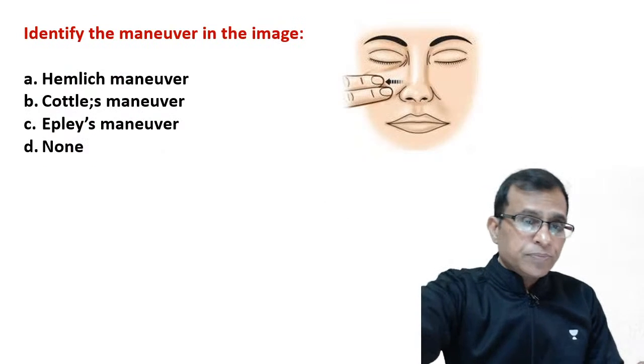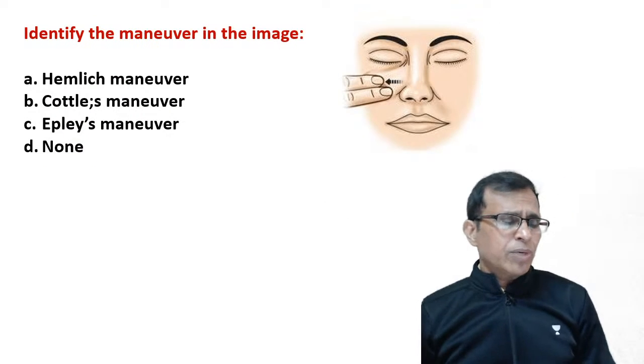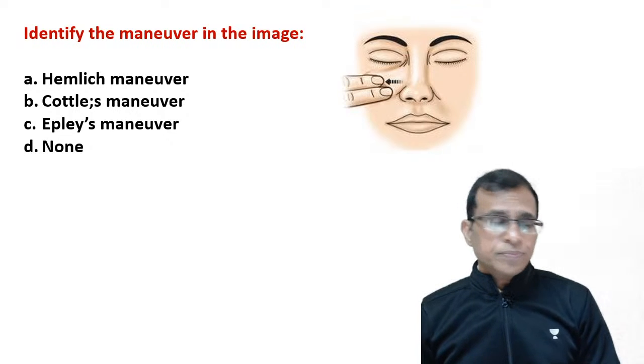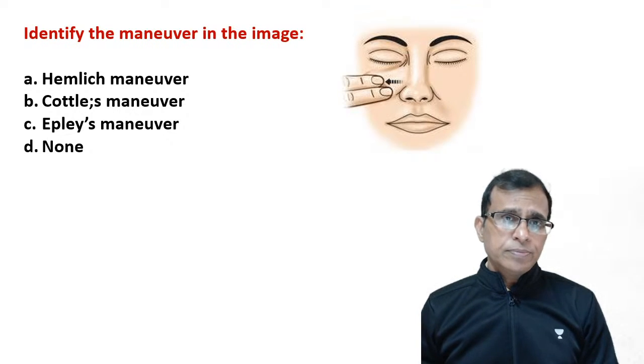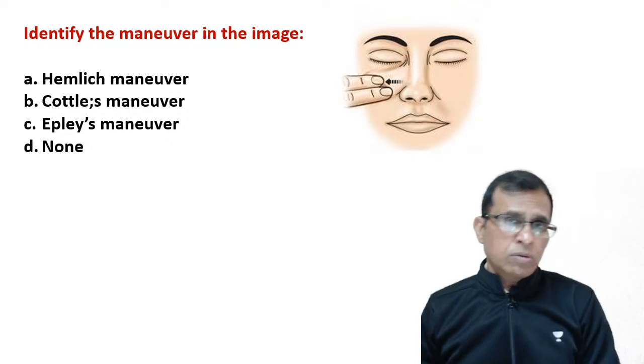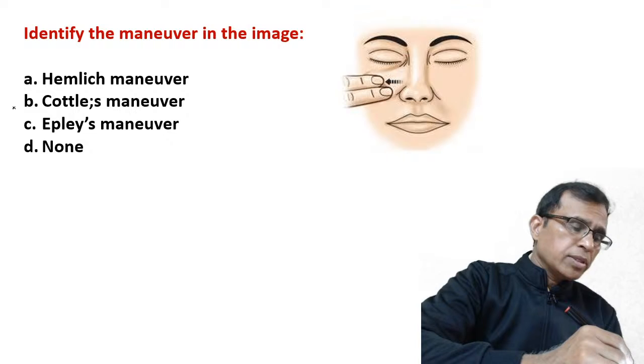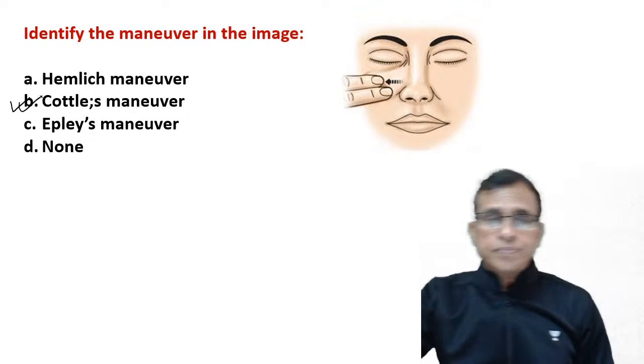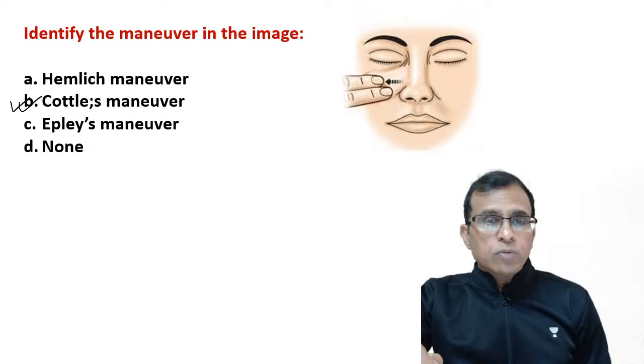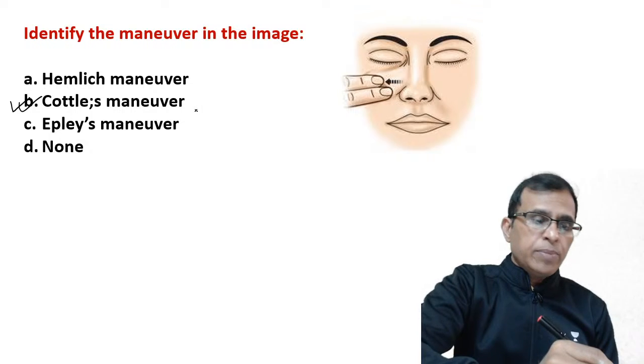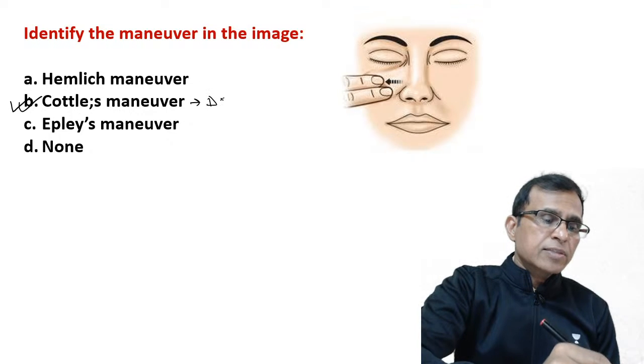Okay, next one. This one is a simple one. Identify the maneuver in the image. Is it Heimlich maneuver, Cottle's maneuver, Apley's maneuver, none of the above? And we all know this is Cottle's maneuver. Which is done for, yes, correct, AB, Cottle's. This is done for DNS.